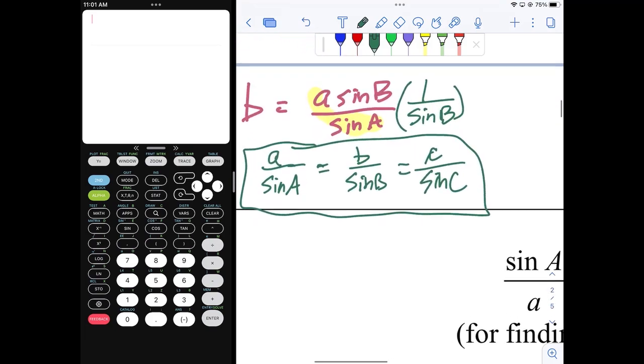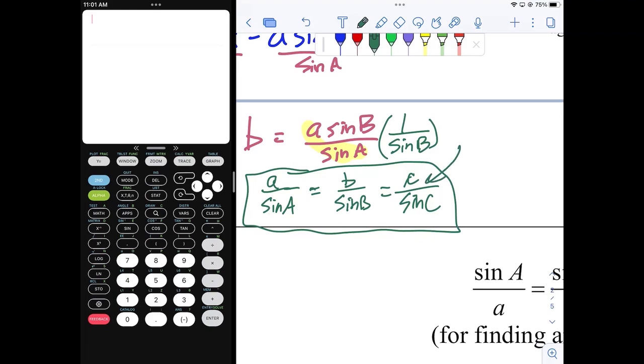Now this one is useful for finding side lengths. Why is it useful for finding side lengths? Because I have the side lengths in the numerator, and it just makes the algebra a little bit easier.